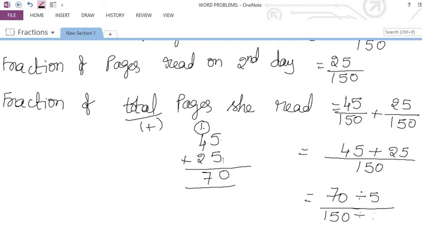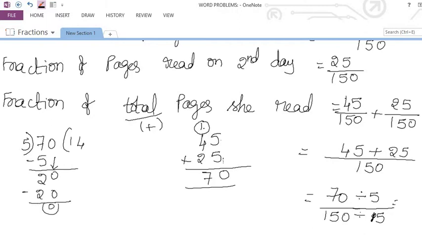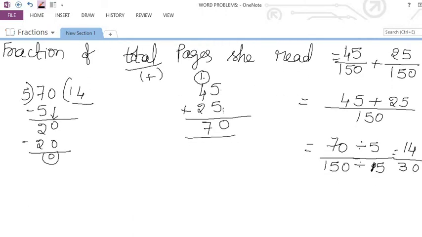Okay. 5 table, when you get 70, we will do division here. 5 ones are 5, 7 minus 5, 2, and 0 will come down. 5 fours are 20. So 5 14s are 70. And in 5 table 150, 1 will come, 5 3s are 15, then 0. So 14 and 30 will go in which table?